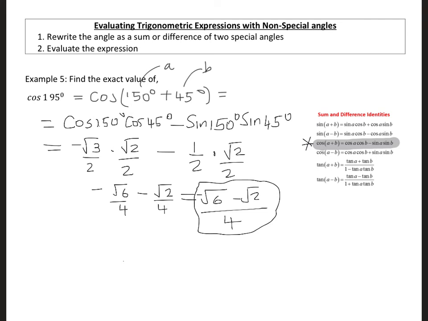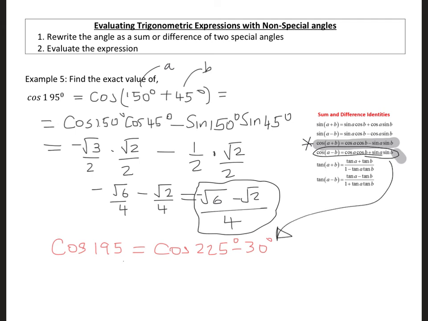And remember, you could have done this with another pair of angles, and I would want you to do that and see whether you get the same answer. Remember, cosine of 195 is the same as, so think of two angles you can subtract to get 195, and this is going to be cosine of 225 minus 30 degrees. And what you're going to do is look for the identity that you're going to use this time. So which one would you use when you're subtracting? You're using cosine. So this time you're going to use this one here, to do this part and see whether you get the same answer.